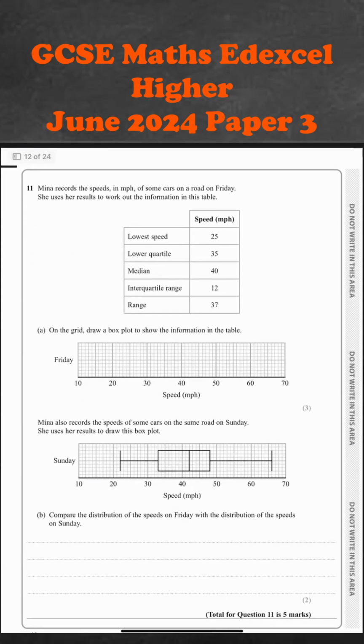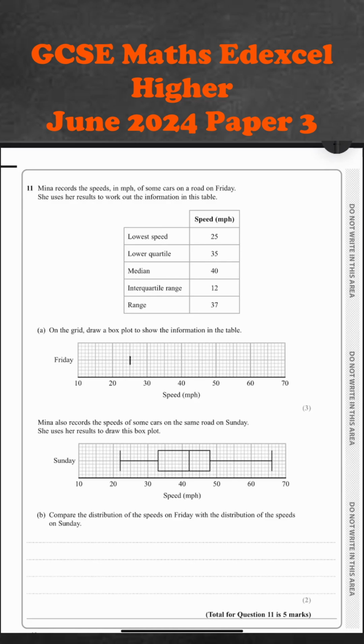Question 11. Mina records the speeds in miles per hour of some cars on a road on Friday. She uses her results to work out the information in this table. On the grid, draw a box plot to show the information. So the lowest speed we'll do first, which is 25, which is here.